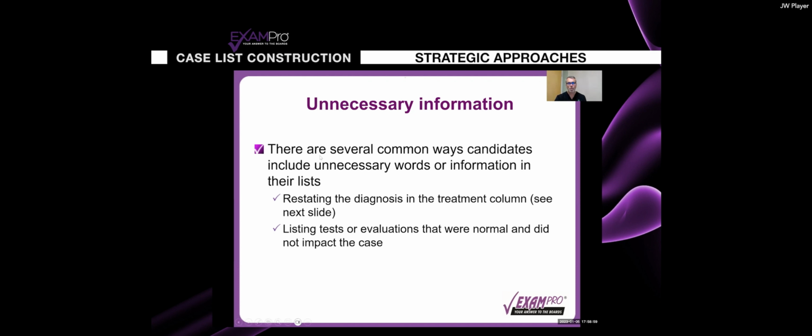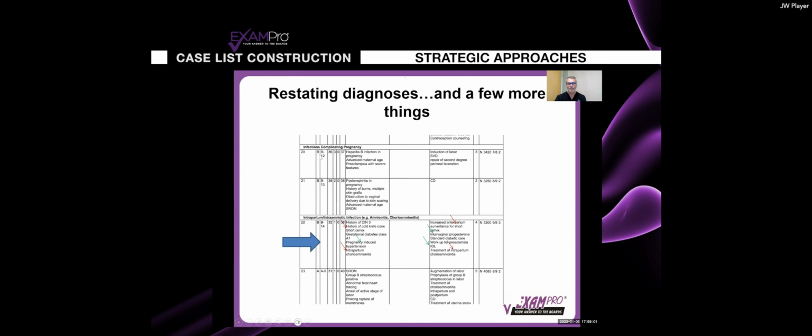So let me just show you an example slide. This is really getting at restating the diagnosis, and there are a couple of other things on this slide that I will point out. You see in the first column where we have the big blue arrow, you see a little red arrow next to history of cold knife cone, and then you see short cervix. Short cervix is what we're pointing at with that red arrow. You go over to the treatment column and you see increased antepartum surveillance for short cervix.